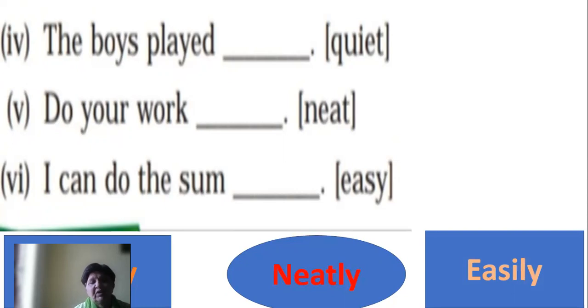But in the last word easy, it ends with y. So instead of y, we put i: easily. Now the other word, sleepy. Again, if you want to make the word sleepily, then you have to remove y. Instead of y, you have to put i. So remember these, children, and then you will be able to do it very easily.